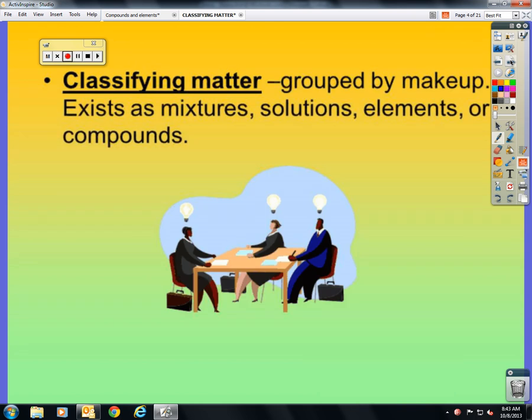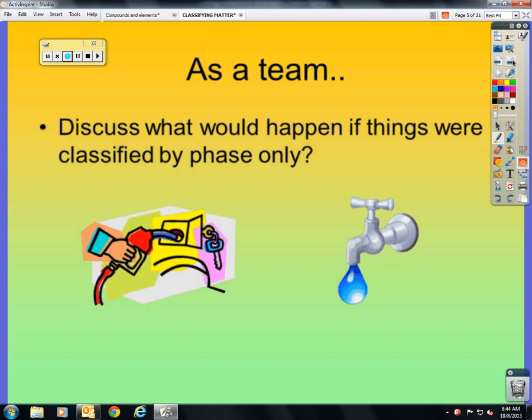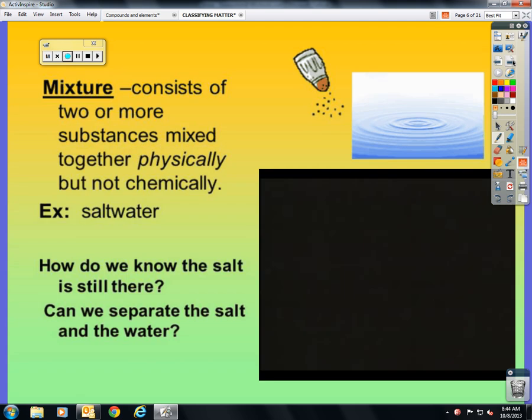Classifying matter. You need to know that the word classifying just means grouping, separating, organizing by something. As far as matter goes, they group it by what it's made of. So a mixture consists of 2 or more substances mixed together physically. Your example is salt water. We should be able to separate them easily. The way we separate salt water is we boil out the water and the salt is left in the pan.